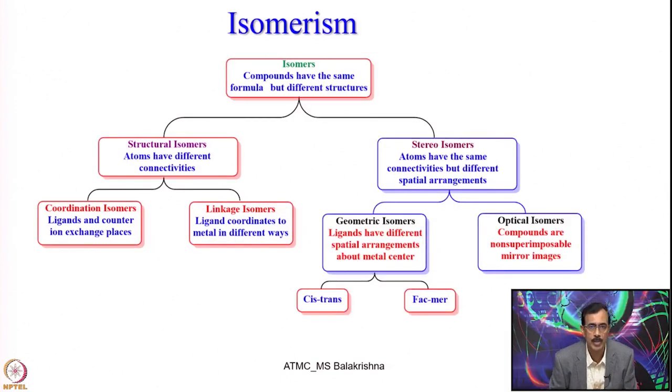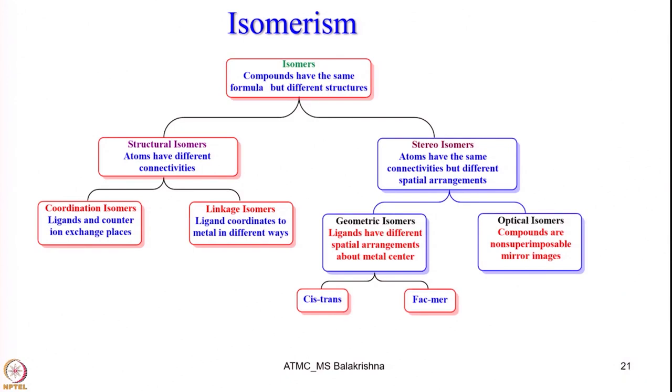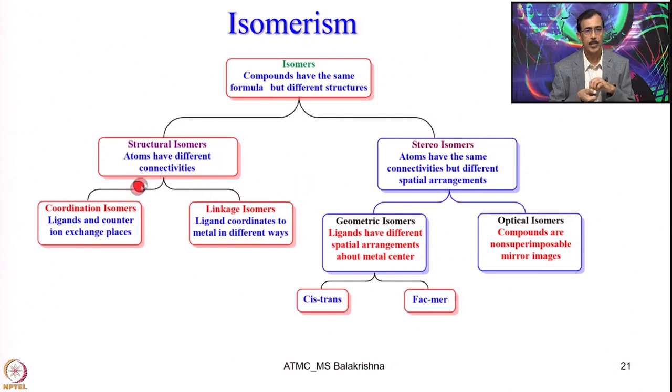Now, let us look into isomerism. And you know that isomers are nothing but compounds that have the same formula but different structures. So, again these isomers can be classified into two types of compounds. One is structural isomers, another one is stereoisomers. In the structural isomers, we end up with a lot of isomers. Here atoms have different connectivities. That means you can also have coordination isomers and linkage isomers. And in the coordination isomers, ligands and counterions exchange places, whereas in linkage isomers, a ligand coordinates to the metal in different ways. That means you have a ligand having more than one type of donor atom in it.